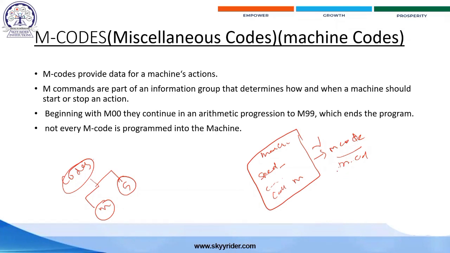So all the parameters will be written with the help of M-code only. Okay, all of you understood M-code? Do you have any doubt in M-codes?